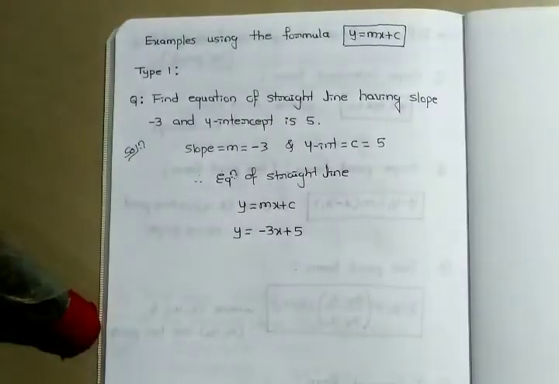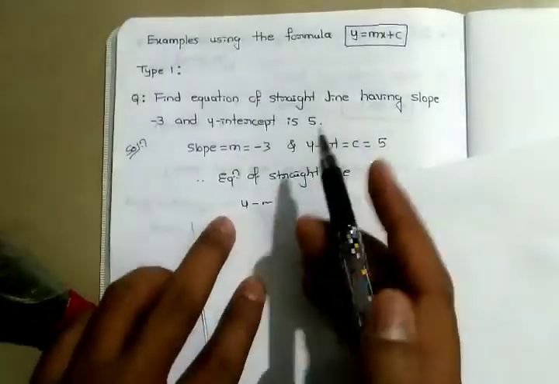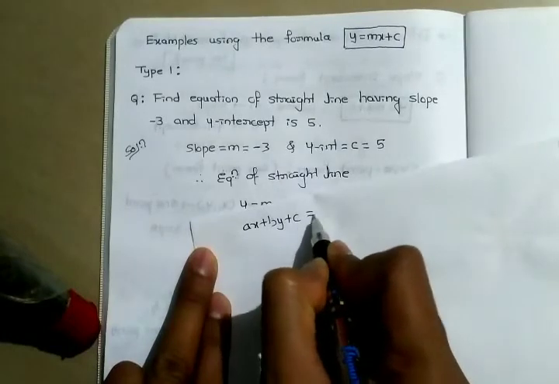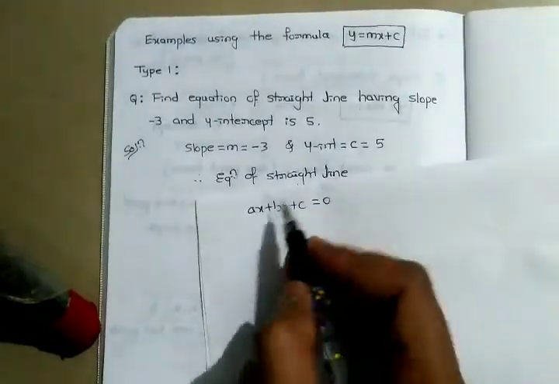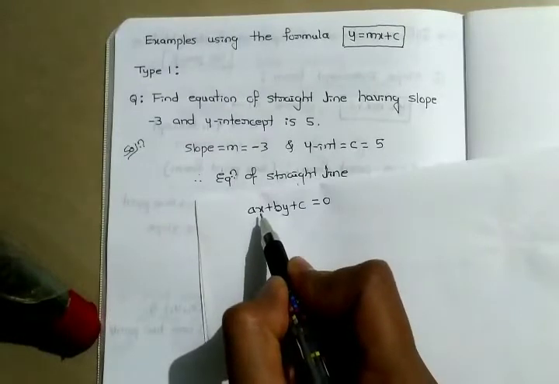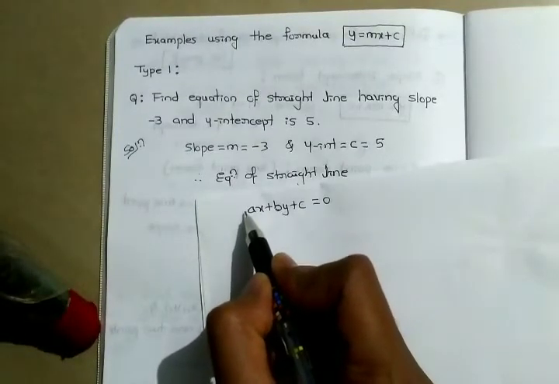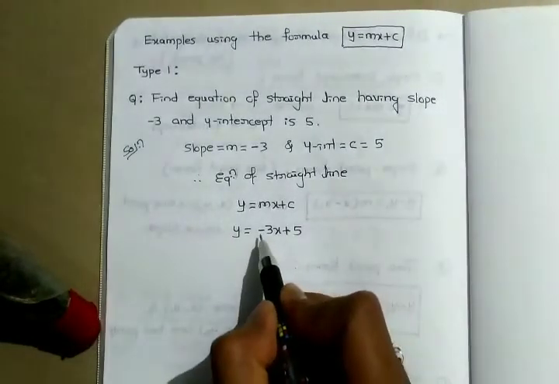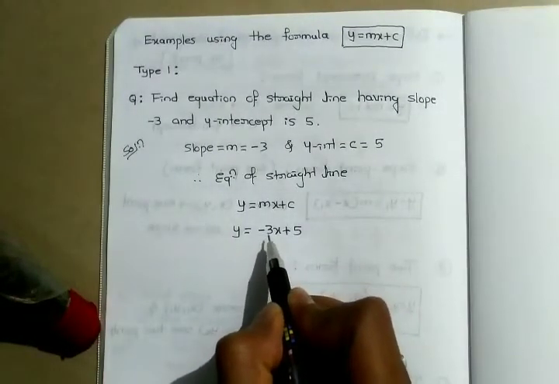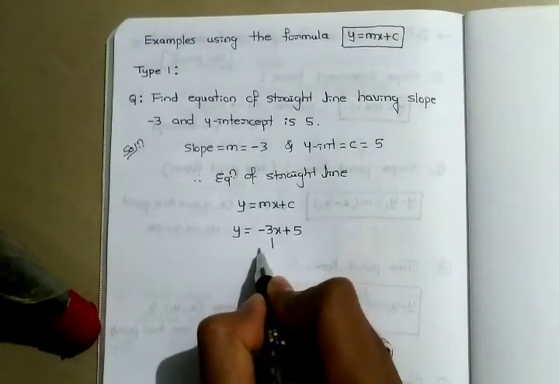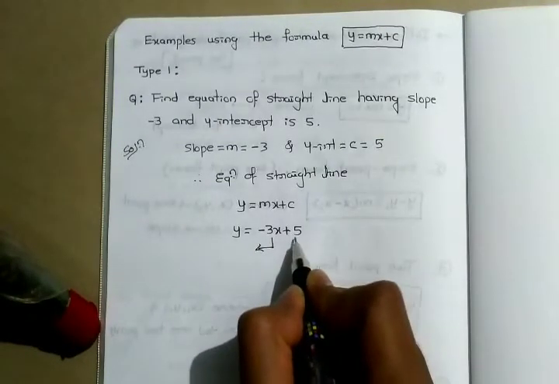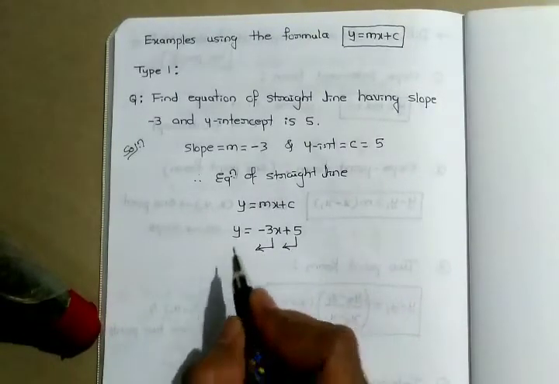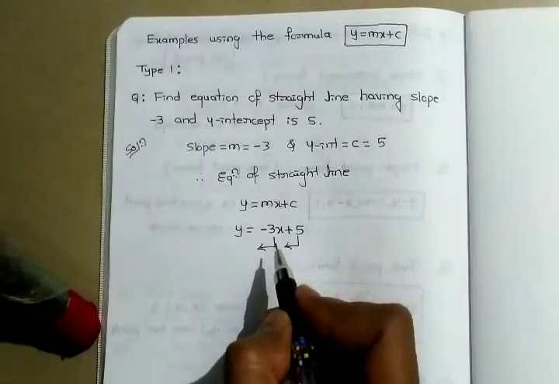The equation of a straight line. So you know the standard form of the equation of a straight line is what? ax plus by plus c equals 0. See, in standard form x always contains which sign? Positive sign. But here we are getting x with which sign? Negative sign. So because of this, what are we going to do? We are going to shift -3x and +5 to the other side, the left hand side.